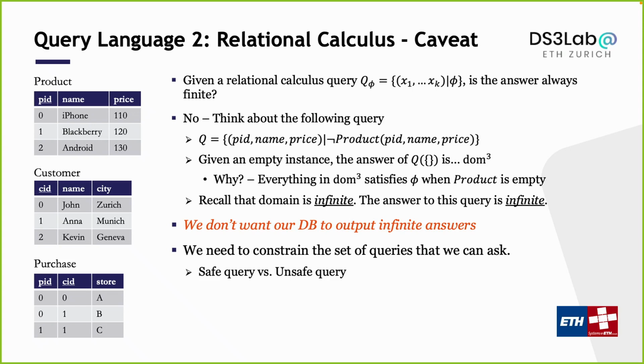But before we talk about different ways you can constrain the power of this query language, let's try to define this more formally. We are going to define the notion of safe query and unsafe query. And then we are going to talk about how to constrain this in a semantic way, right? We are going to define an alternative semantic for relational calculus called domain-independent relational calculus.